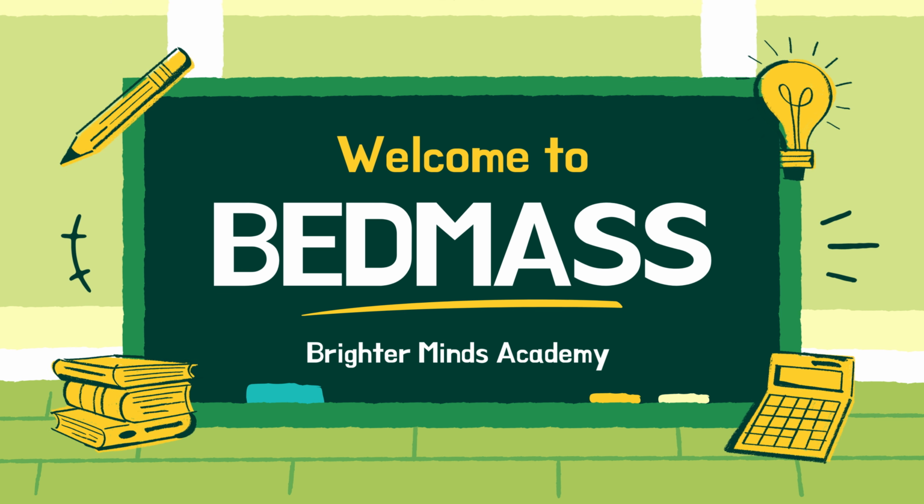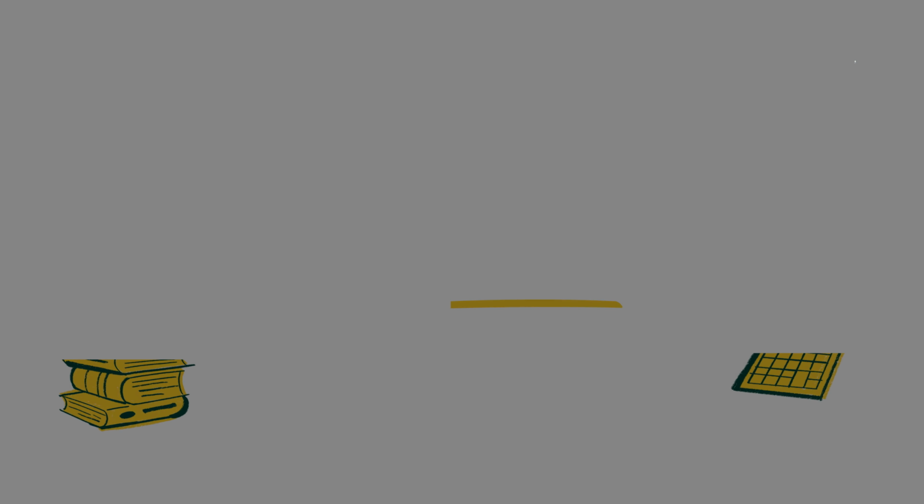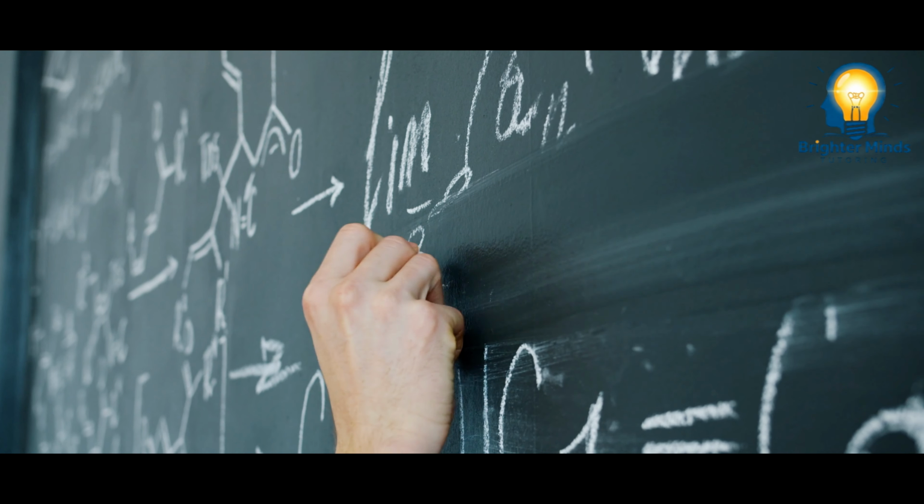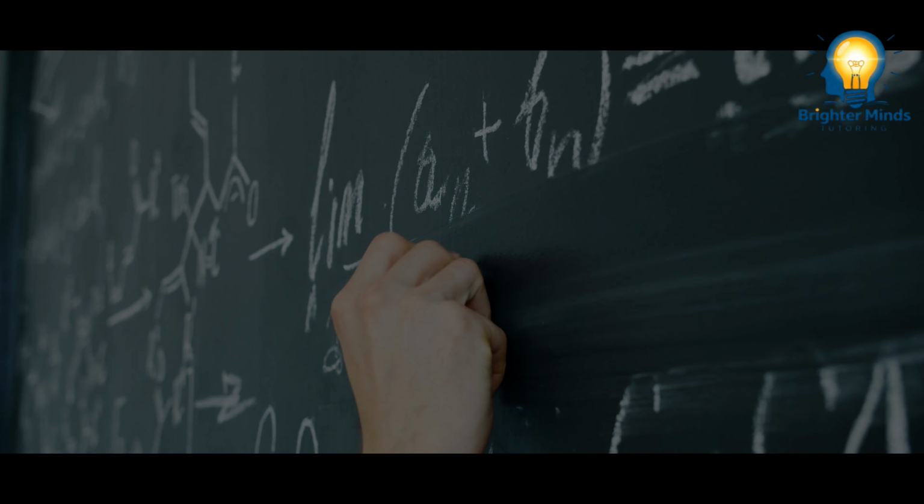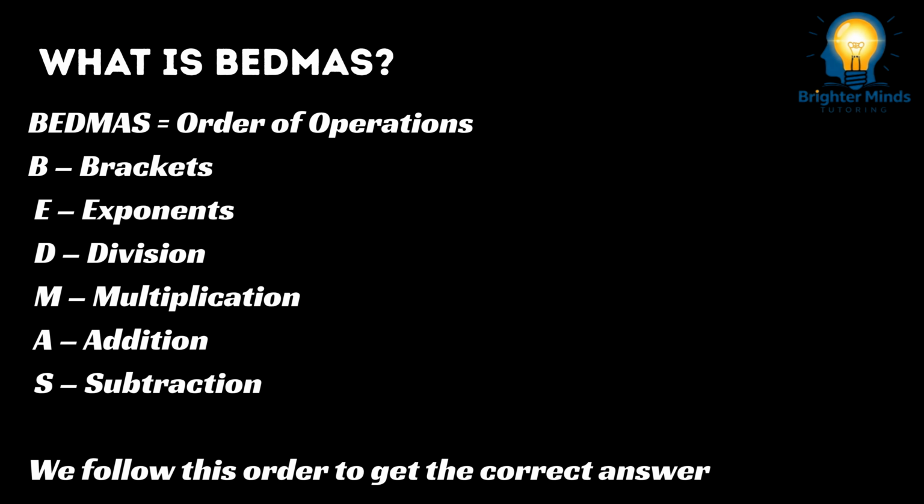And in today's lesson, we're going to talk about BEDMAS, which is one of the most important rules in math. BEDMAS helps us solve expressions in the correct order so that everyone gets the same answer. If you don't follow this order, we can end up with completely different results. BEDMAS stands for bracket, exponent, division, multiplication, addition, and subtraction. This tells us the exact order we should follow when solving any mathematical expression.